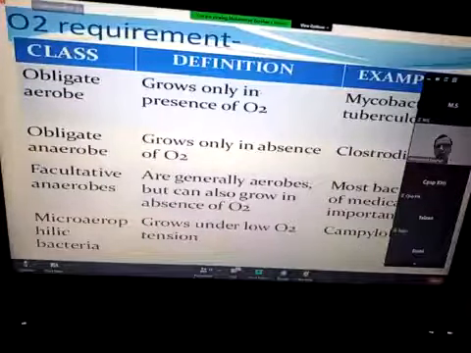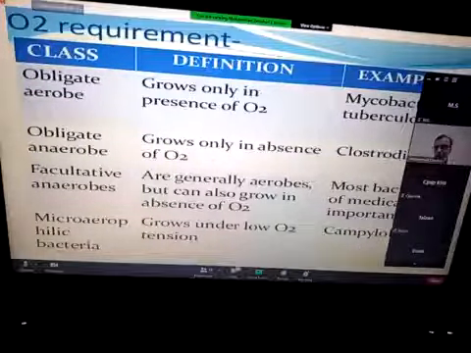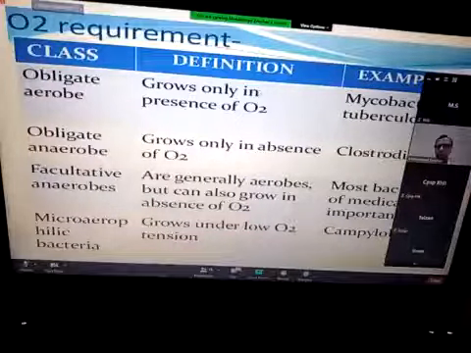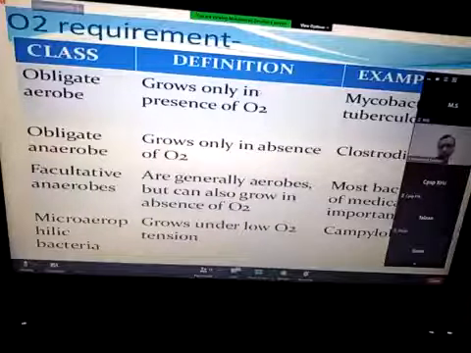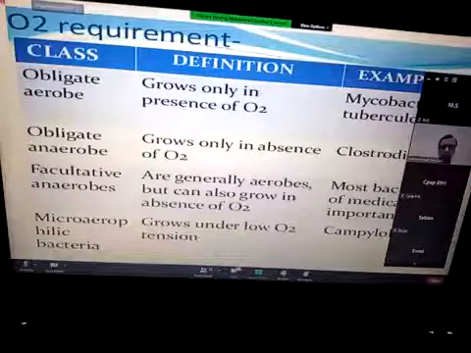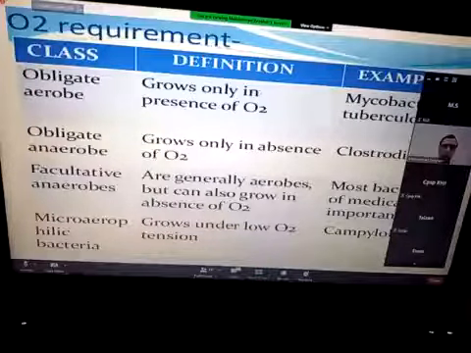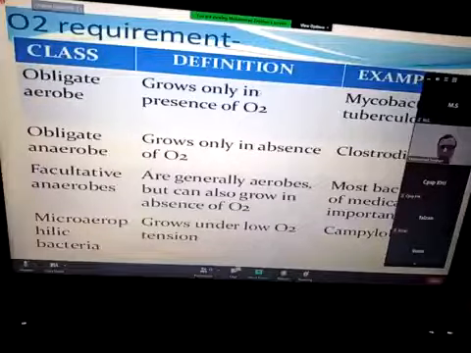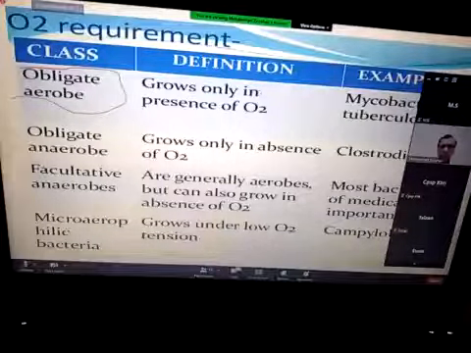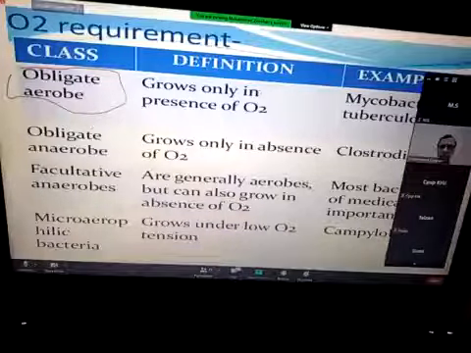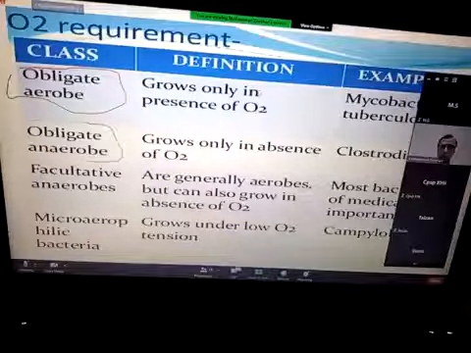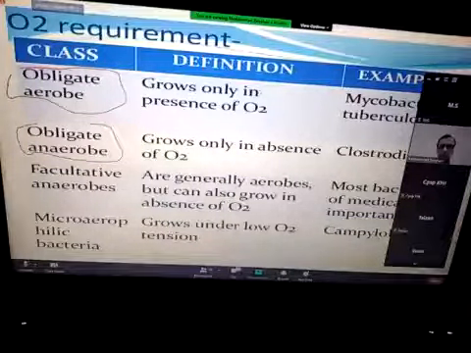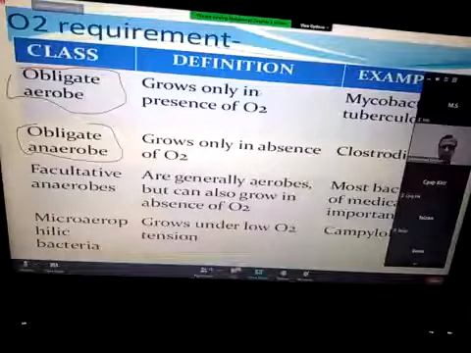Broadly, we divide organisms on the basis of oxygen requirement. Some organisms require oxygen for their survival, for example Mycobacterium. Obligate aerobes require only oxygen and do not grow in its absence. Obligate anaerobes do not require oxygen, only anaerobic conditions, and if we give them oxygen, they will die. An example is Clostridium.